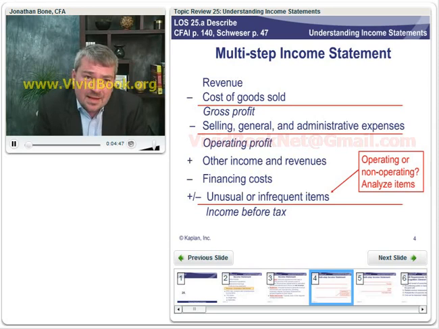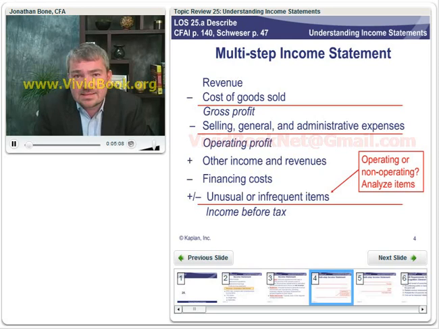Anyway, the key point is if you've got any income and it is not directly related to your day-to-day business operations, then it needs to go in as a separate line. Then you can see we've got financing costs, and this of course relates to our capital structure, and typically therefore it's the interest on bonds, it's the interest on loans that we have in order to finance the business.